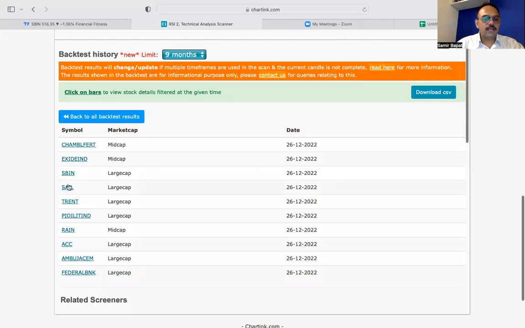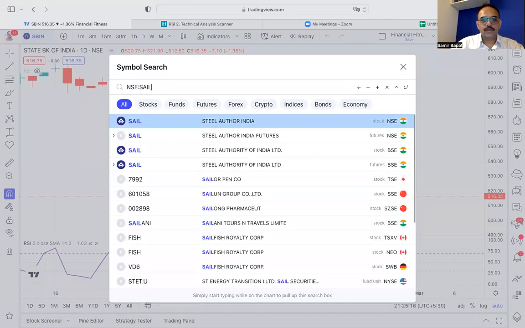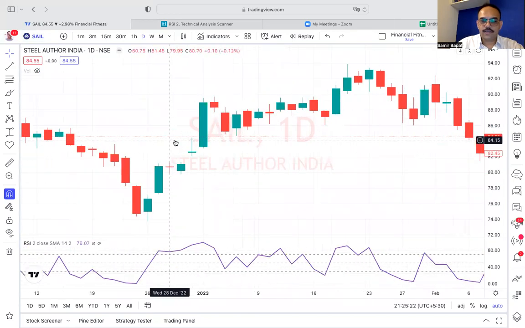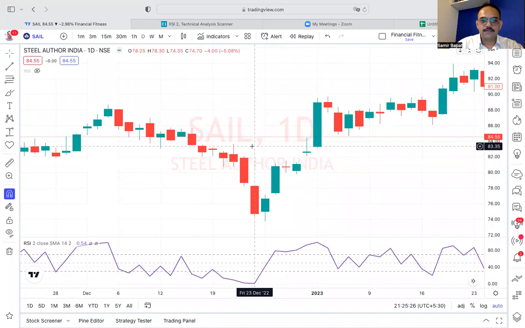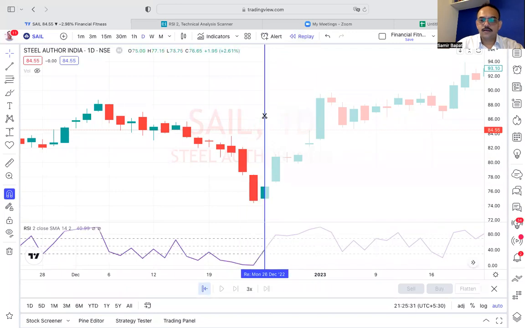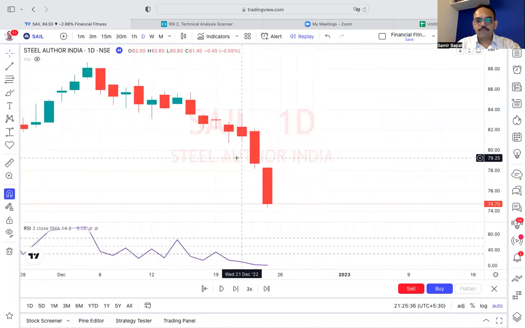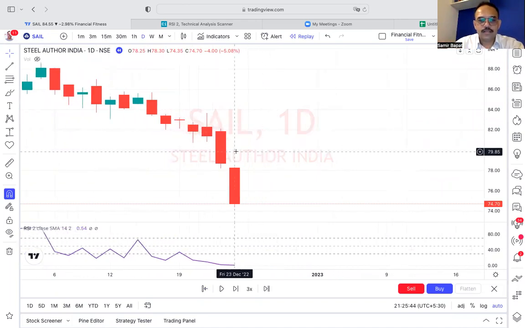Okay, now SAIL, Steel Authority of India. Okay, we have 23rd. Yeah. This is 23rd December. Again. Anil, if you want to take it in a falling market, take it above 99. This will be applicable in a falling market also. So again, quickly we'll go through it.